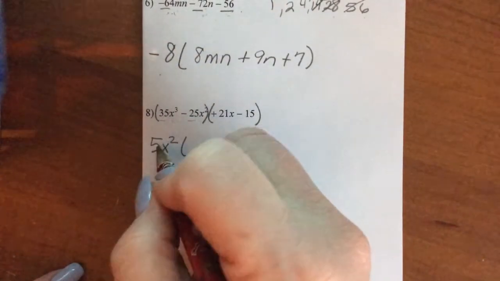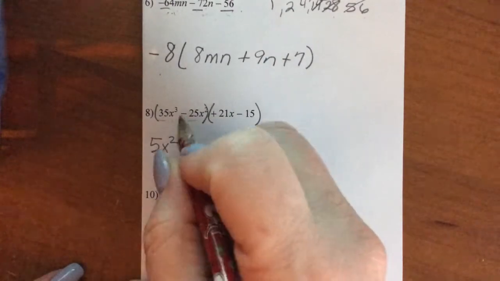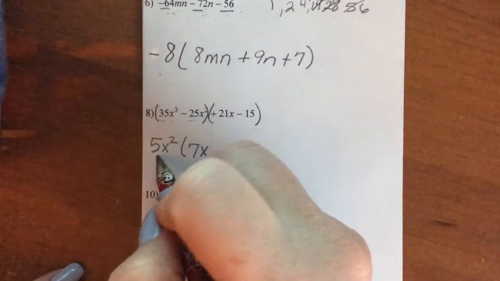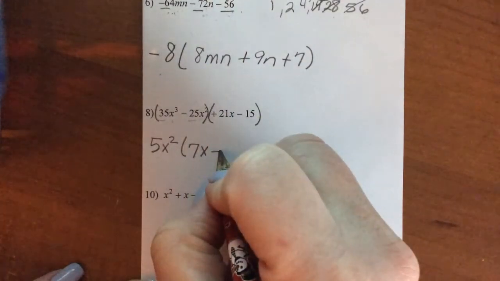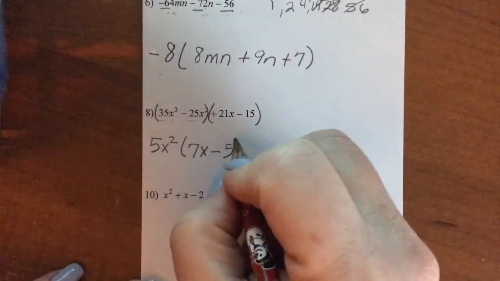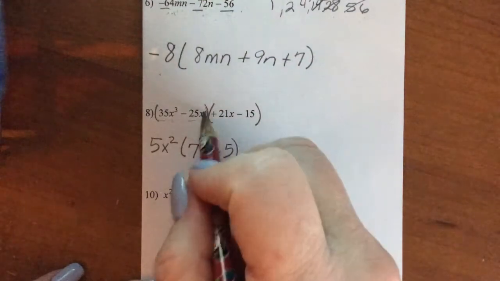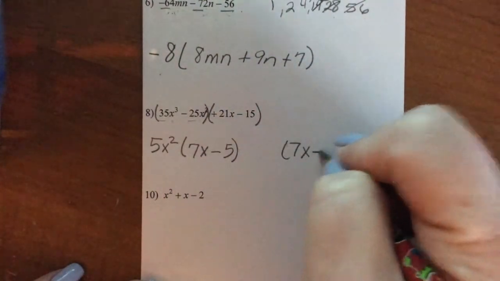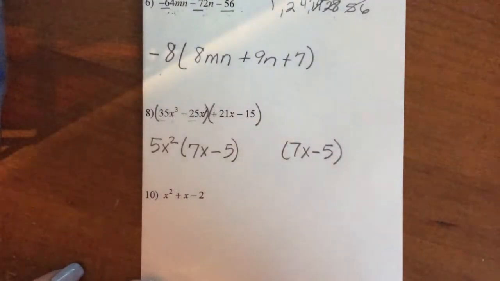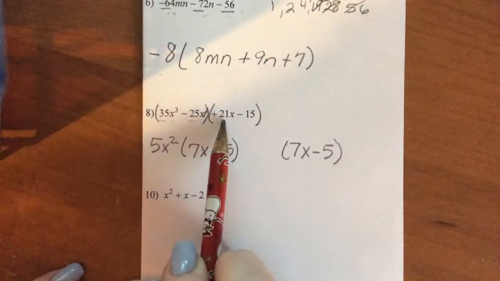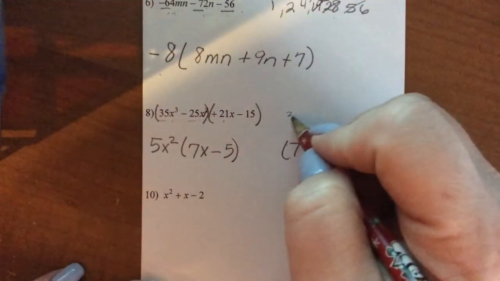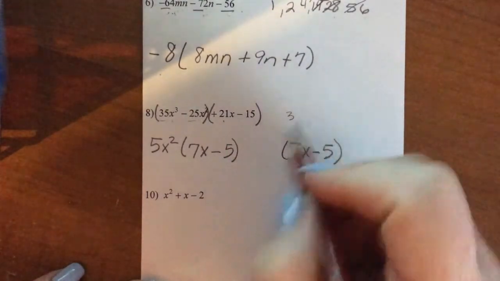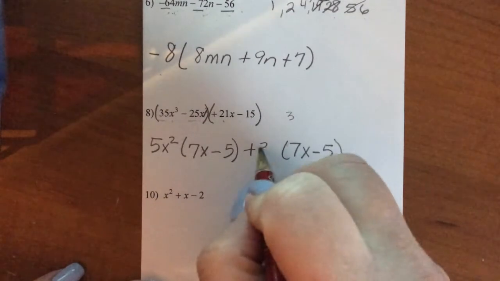So 35 divided by 5 is a 7, and I'm left with 1x once I take out 2. Negative 25 divided by 5 is a minus 5, or negative 5. Okay, and the x's were gone. So over here I want to make it 7x minus 5. Okay, so look, 21 divided by 7, it'll be a 3. Negative 15 divided by negative 5 would also be a 3. So I need to pull out a positive 3.